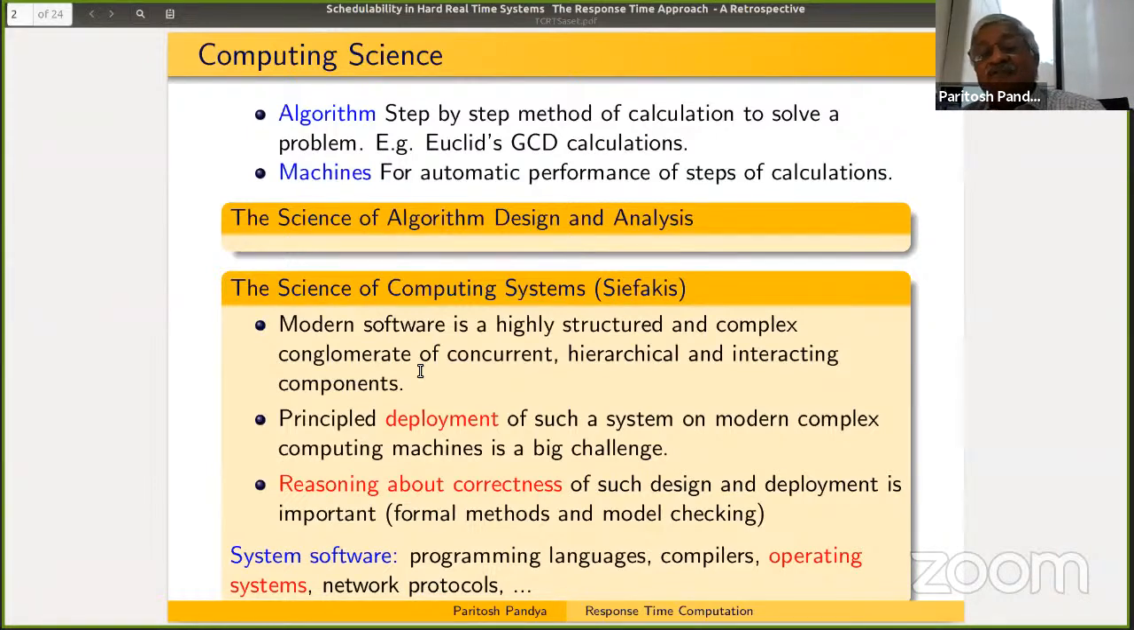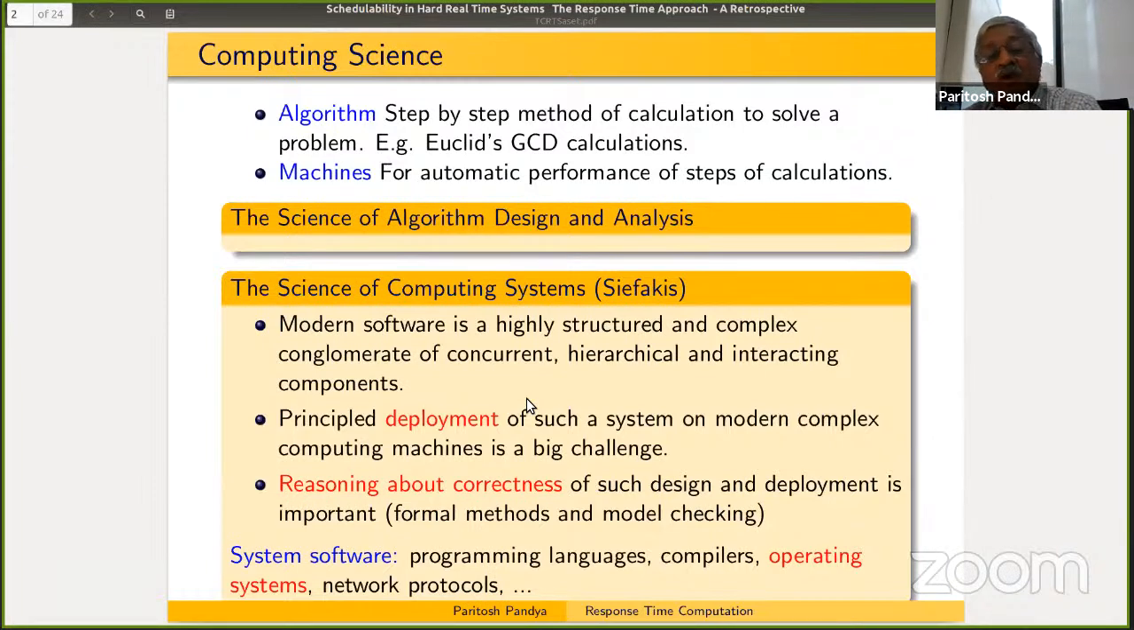Next, having developed such software, we need to deploy it on modern computing systems. And these modern computing systems are extremely complex. You've got grids, you've got clusters, you've got multiple processors, you've got special purpose processors. And you want to do some sort of principled deployment of complex software systems on modern complex computing machines. And this is a big challenge.